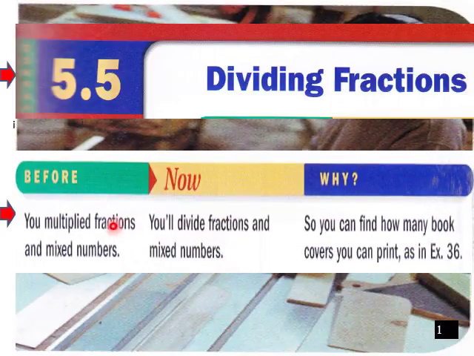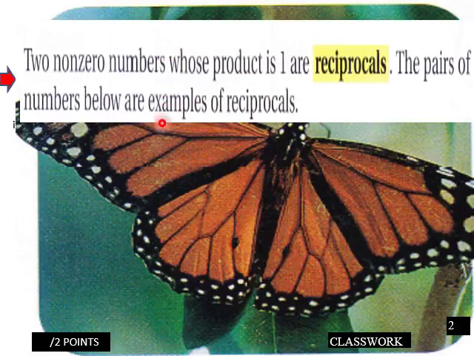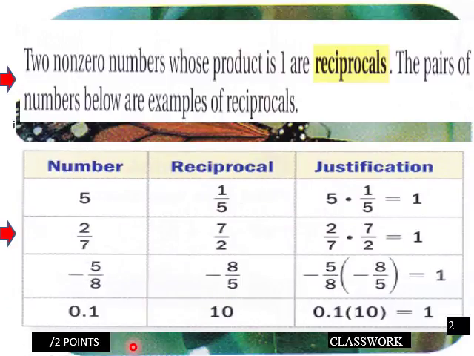Okay, dividing fractions. You multiply fractions and mixed numbers; you'll divide fractions and mixed numbers. Two non-zero numbers whose product is 1 are reciprocals. This is your classwork, students, page 2. Then here are examples of a number and its reciprocal.